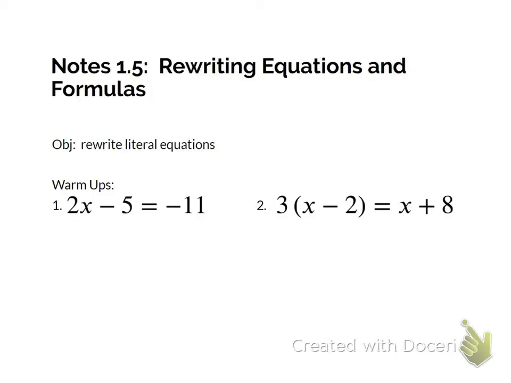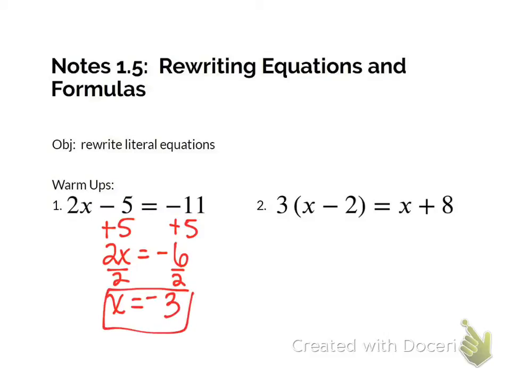Our first warm-up, how am I going to start solving for x? Hunter? Add 5 on both sides. Good. Add 5 to both sides of the equation. That leaves me with 2x equals what? Negative 6. Who can tell me my next step to solve this? Divide by 2. What do we get for x? Negative 3. Very good.